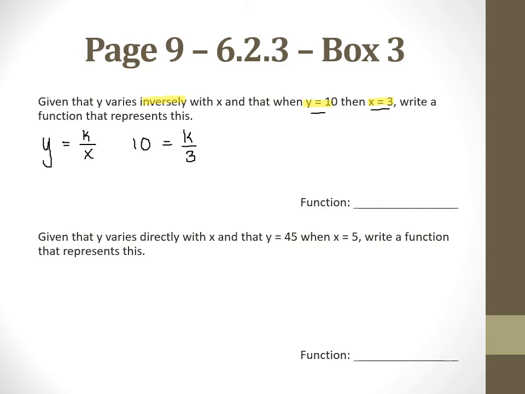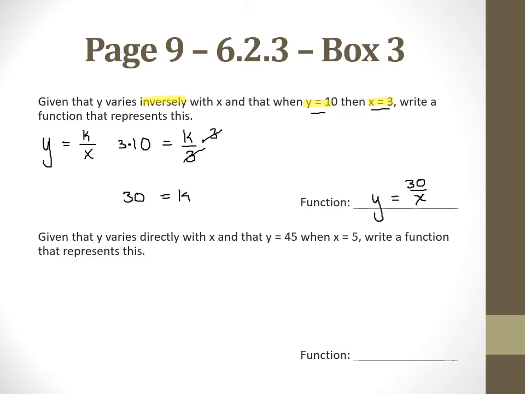And then to solve for this constant, I would sort of cross multiply. I'm going to multiply by 3 on both sides, so that instead of dividing by 3, I cancel that out and multiply by 3. So 3 times 10 is, of course, 30, and that's equal to my constant. This would be my inverse variation constant. So y equals k over x. I know now that k is 30. So my function is y equals 30 divided by x.